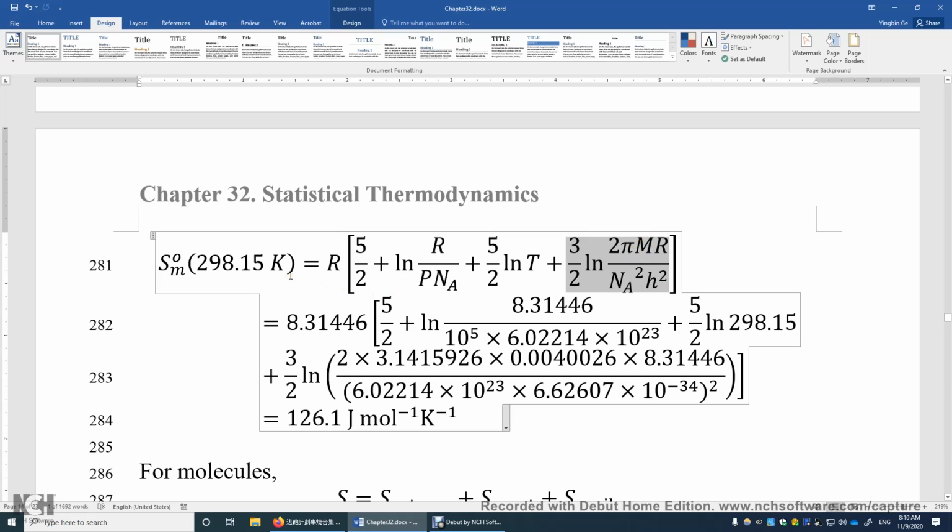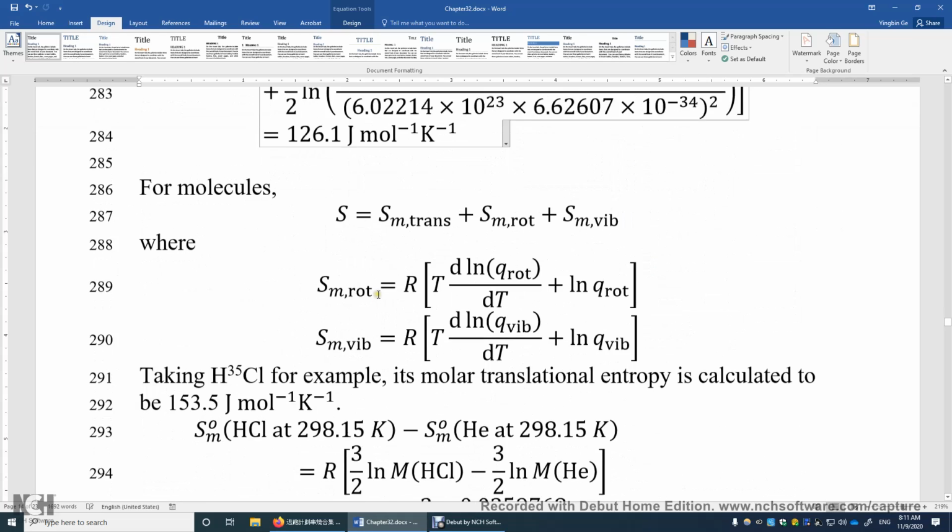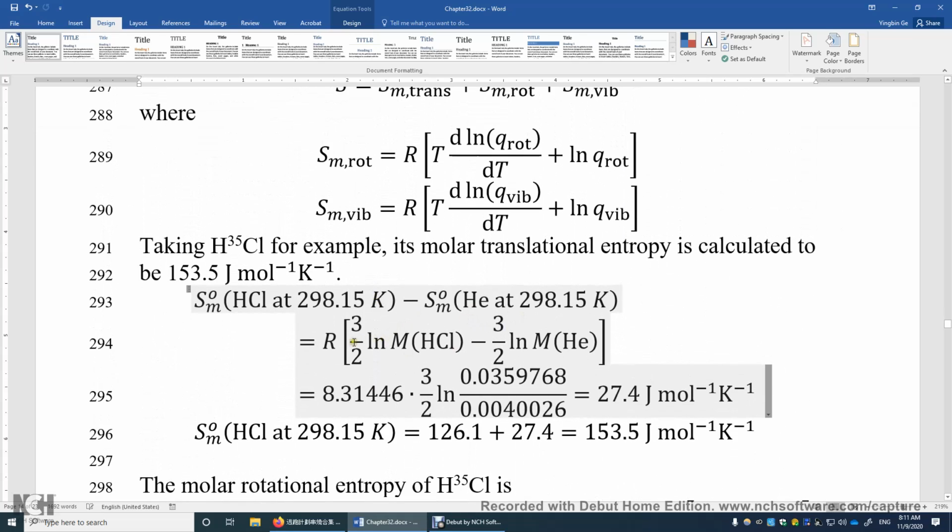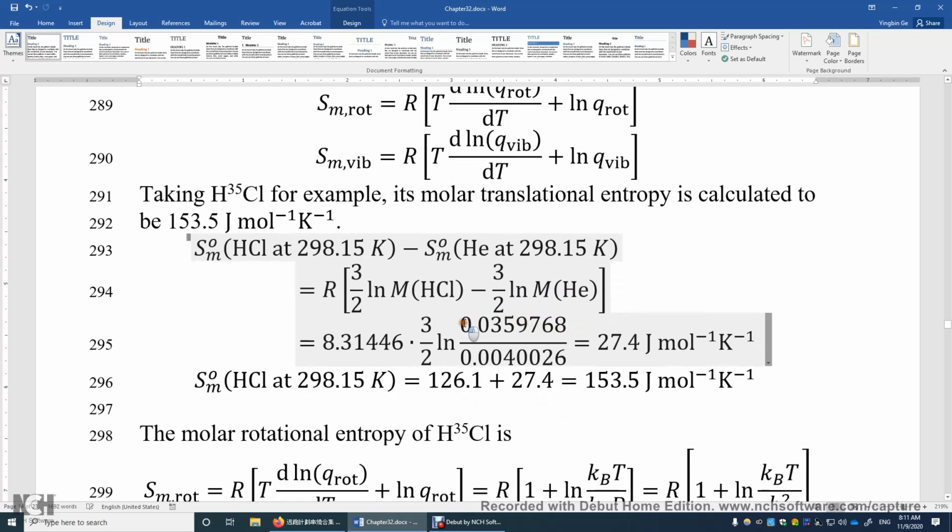So the difference between the translational entropy of HCl and the translational entropy of helium lies in this term, just the molar mass: 1.5 R times the logarithm of the molar mass. That's what I did here. It's 1.5 R times the logarithm of the molar mass of HCl minus 1.5 R times the logarithm of the molar mass of helium. On top, this is the molar mass of HCl-35, and this is the molar mass of helium-4. Of course, there's helium-3, but let's not worry about that, or HCl-37.